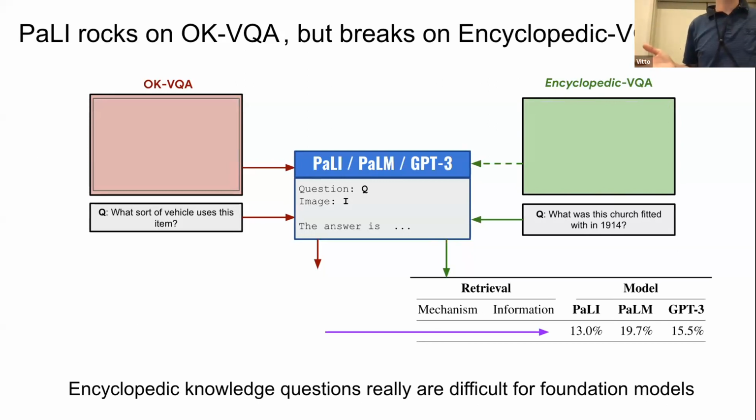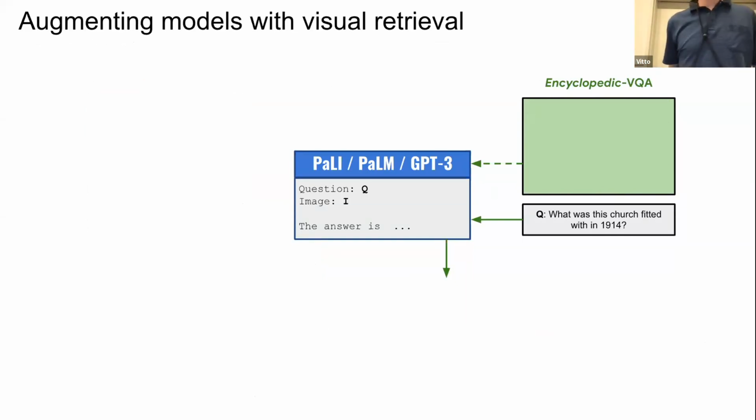Of course, in this case, those two models don't take an image as a part of their input. So basically, the 20% you can achieve is based on memorization and the ability to exploit tricks in the question formulation. But the conclusion is encyclopedic knowledge questions are really difficult for foundation models, just really hard. And now, can we augment them with visual retrieval?